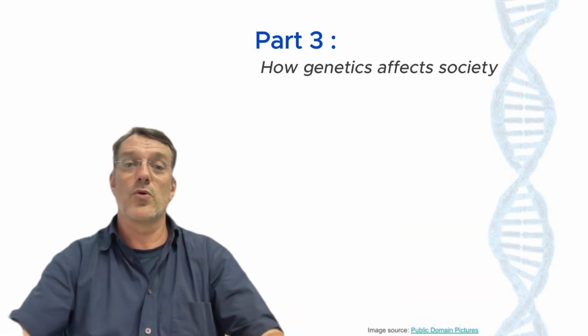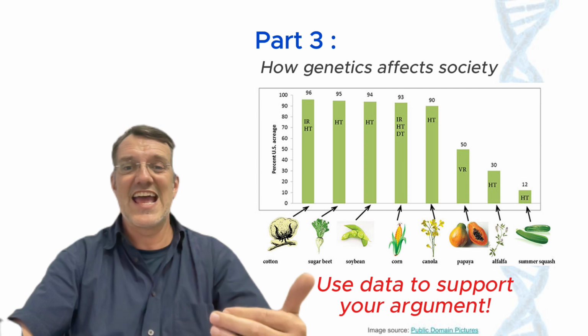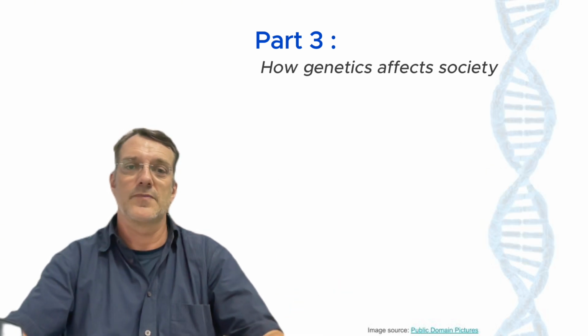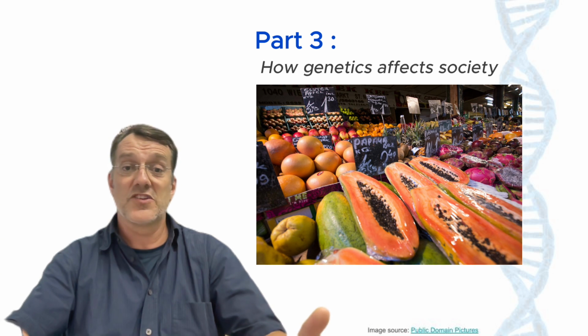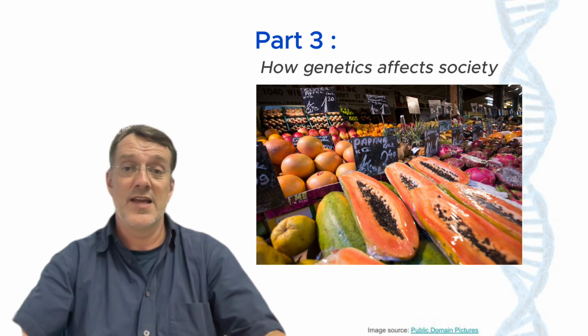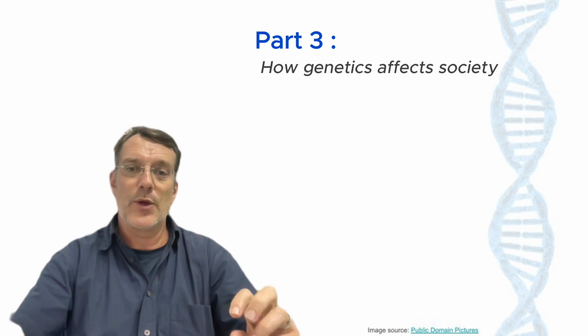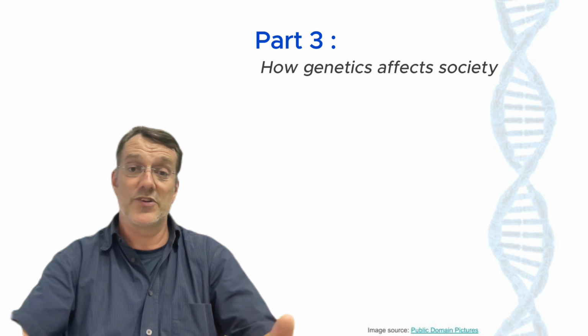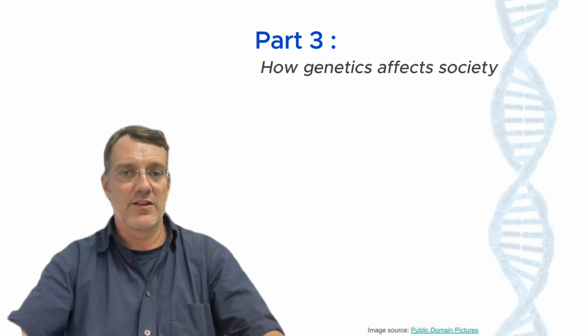You want to support your points with specific examples and evidence from your research. Use real cases where possible. For instance, when disease-resistant papaya was introduced in Hawaii, it saved the entire papaya industry from collapse. Remember to explain how different groups might be affected differently. A technology that helps some people might create challenges for others.